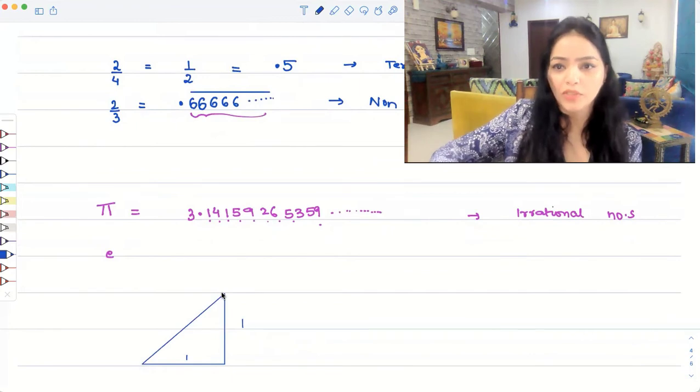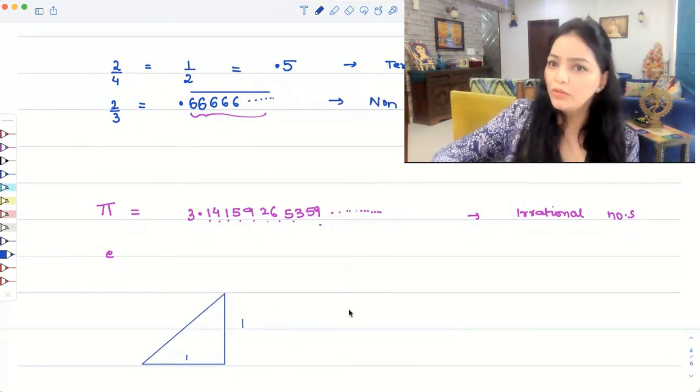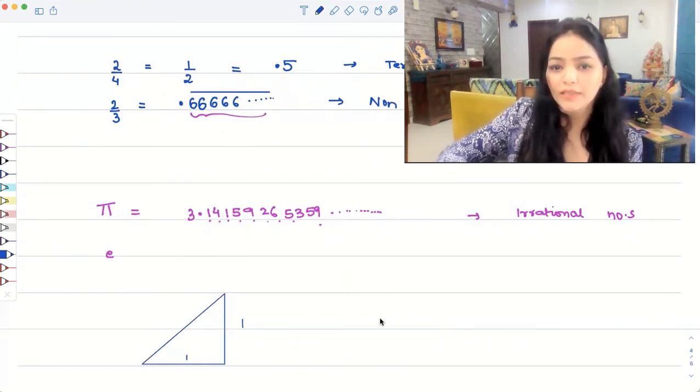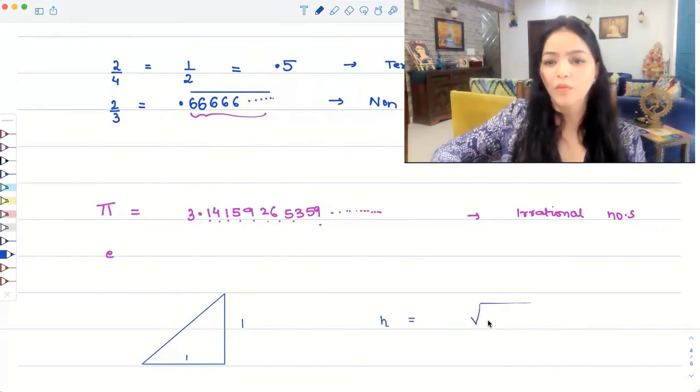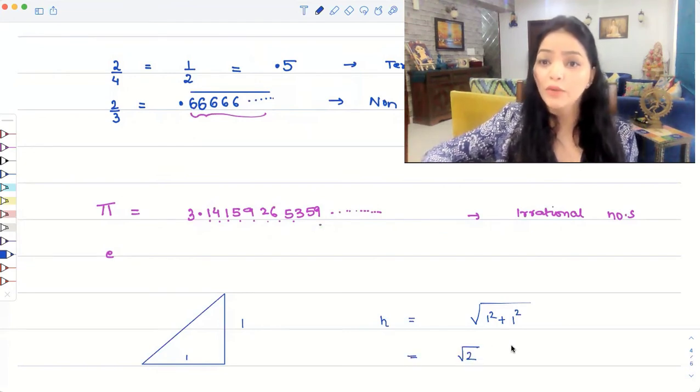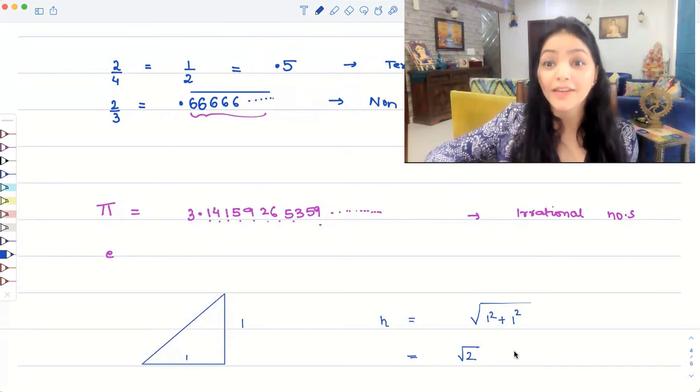This is the hypotenuse. We all know Pythagoras theorem, right? And the hypotenuse will be equal to the square root of 1 square plus 1 square. That is square root of 2.